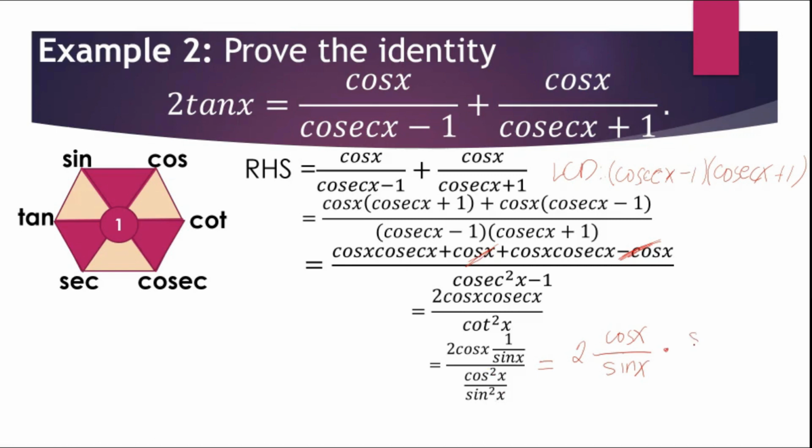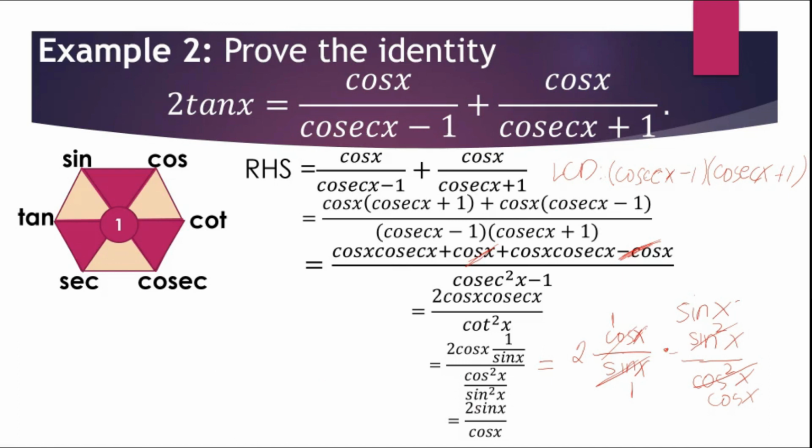So you will have sine squared x over cos squared x. Okay, so you can simplify this one. This is 1. This is cos x. This is, sorry, sine x, and then this is 1. So, ang matitira na lang ay 2 sine x all over cosine x.